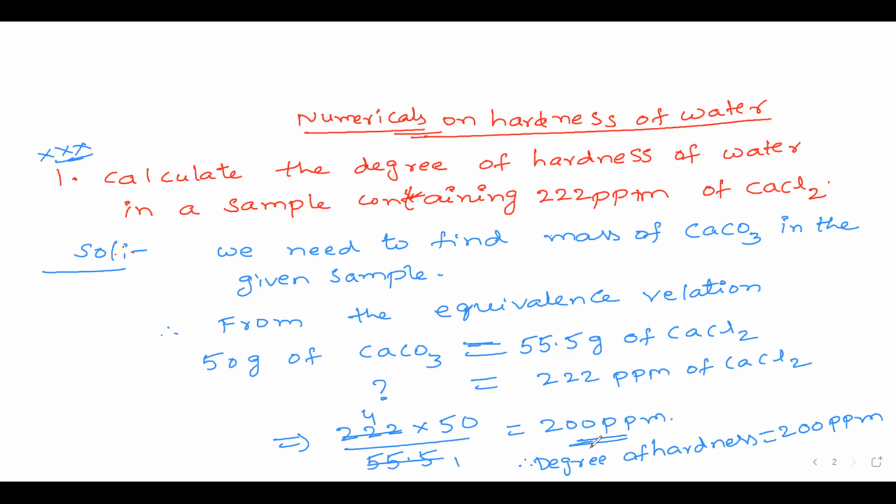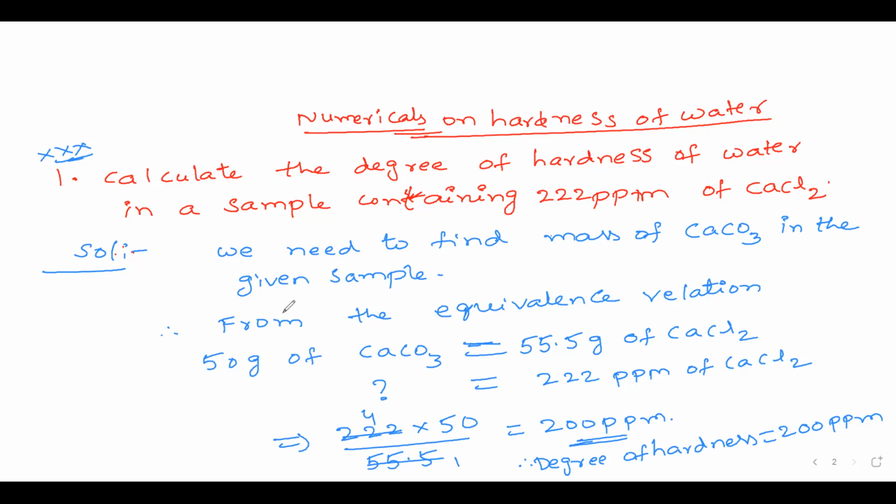The principle of equivalence is nothing but it is assumed that the equivalent mass of 1 mole of calcium carbonate is equal to the equivalent mass of 1 mole of calcium sulfate or calcium bicarbonate or magnesium chloride, calcium chloride or magnesium sulfate or magnesium bicarbonate. So to find the degree of hardness of water, we need to find only the mass of calcium carbonate present in that sample. To calculate that, we have to take the theory of equivalence.